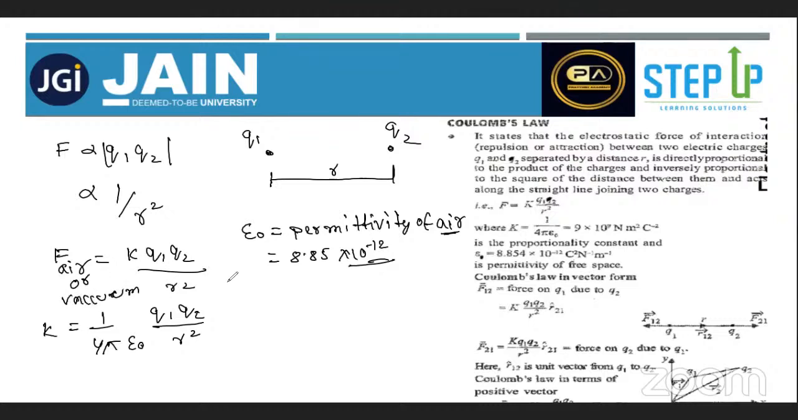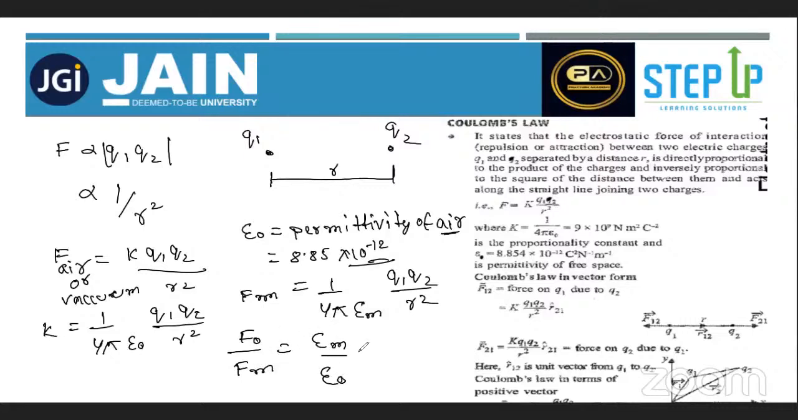Now, in case I want it in a medium, so for example any medium, I represent it with m. So I write that k is equal to 1 by 4 pi epsilon naught in that medium, q1 q2 upon r square. We were trying to find the ratio for this. In the ratio, we'll get F naught by F m, which is epsilon m by epsilon naught, which is equal to epsilon r.